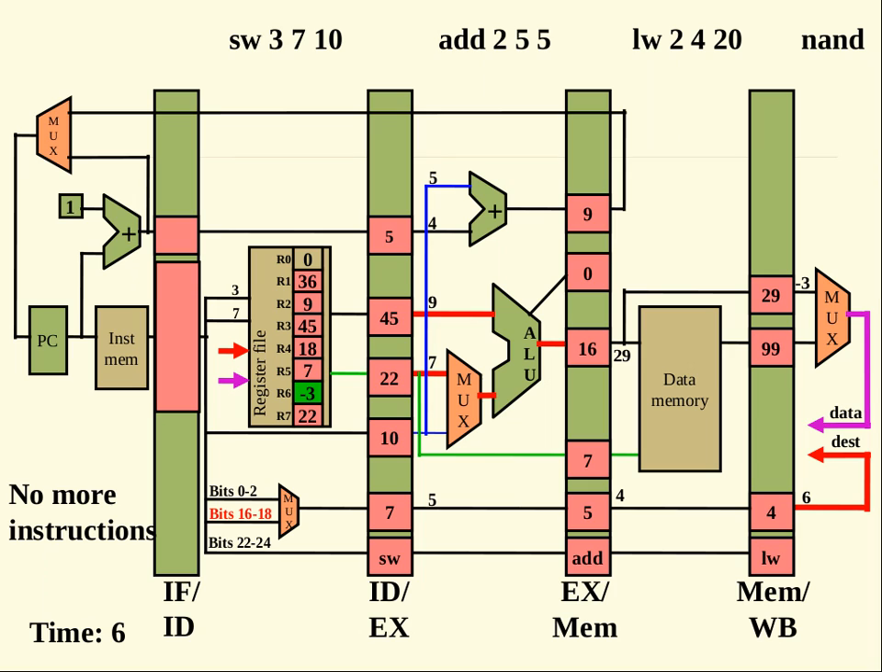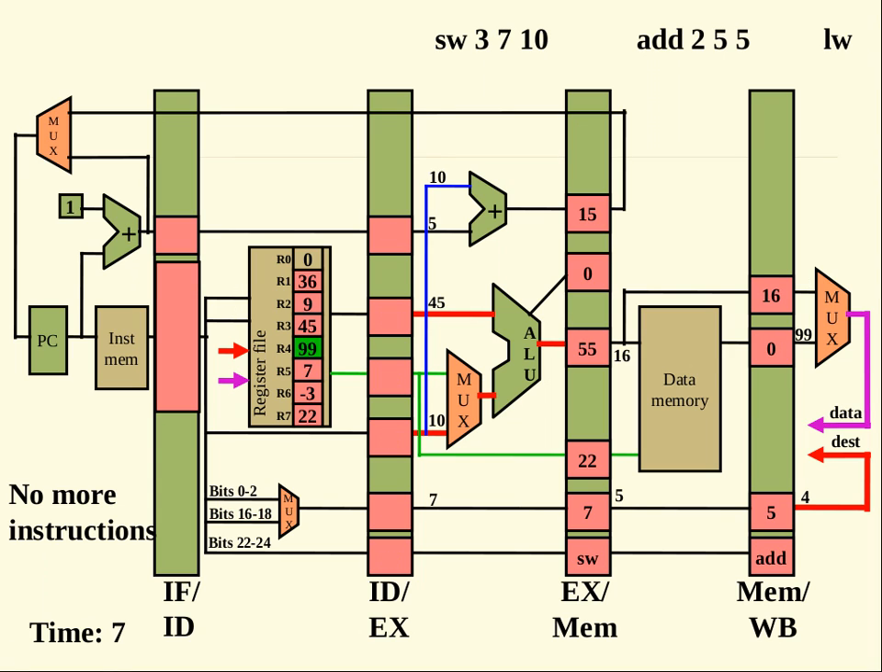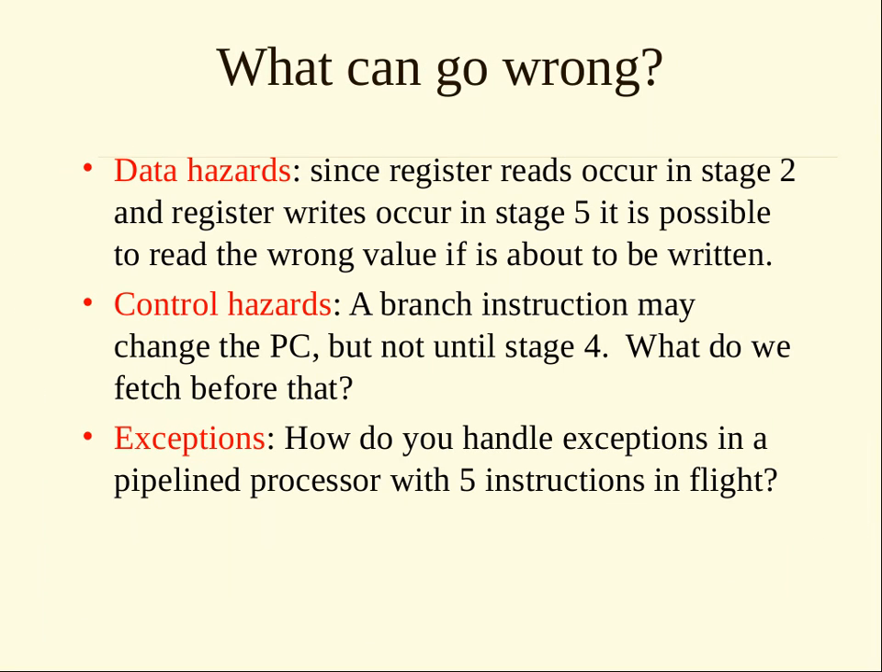So right before we branch, we need to reset. Well, let's talk about that. It's not straightforward. So data hazards: since register reads can occur in stage 2 and register writes in stage 5, it's possible to read the wrong value if it has not been written. Control hazards: a branch instruction may change the PC, but not until stage 4. What do we fetch before that?